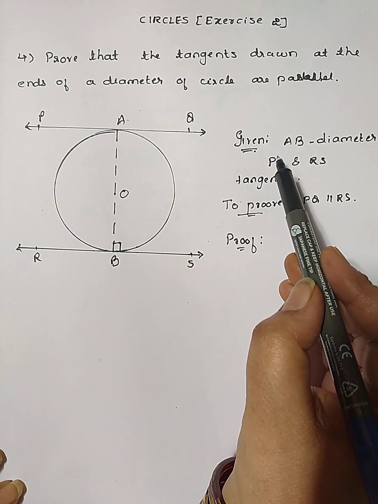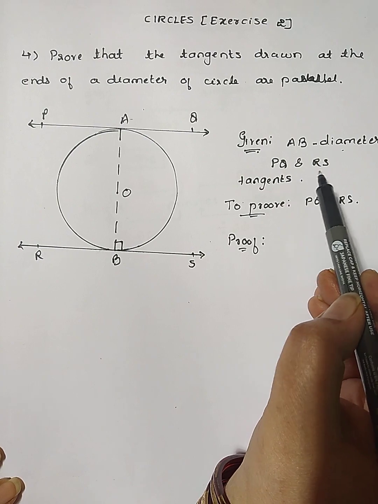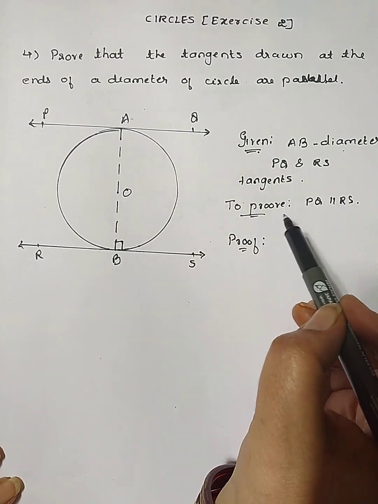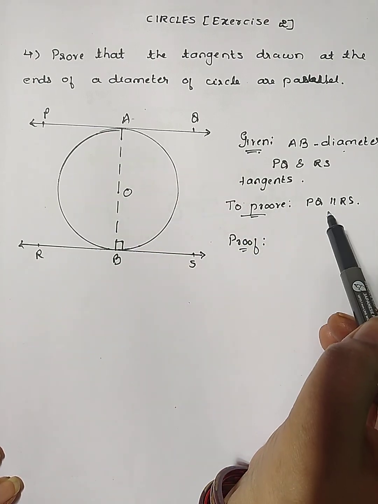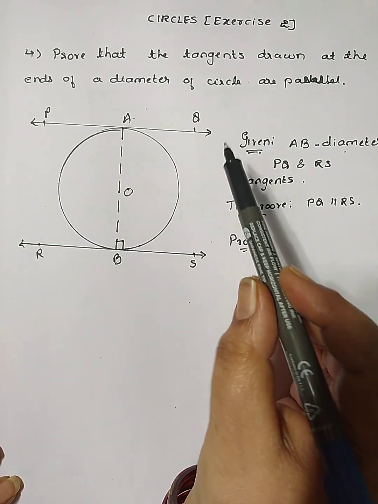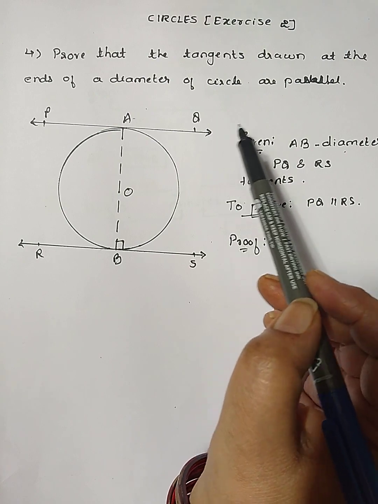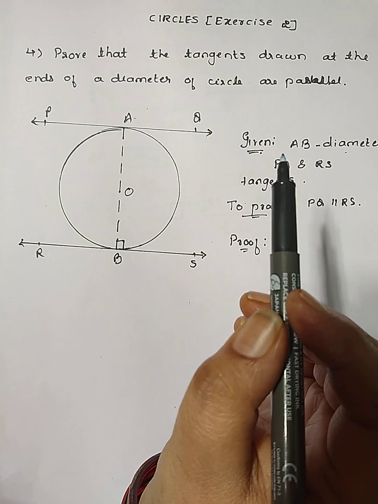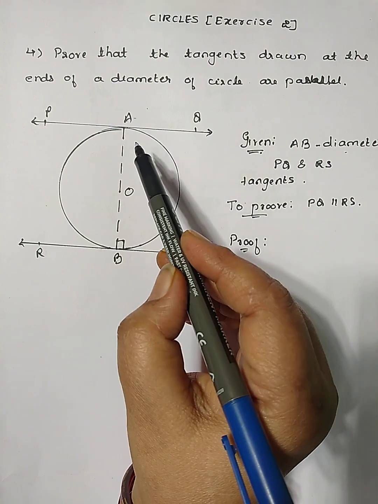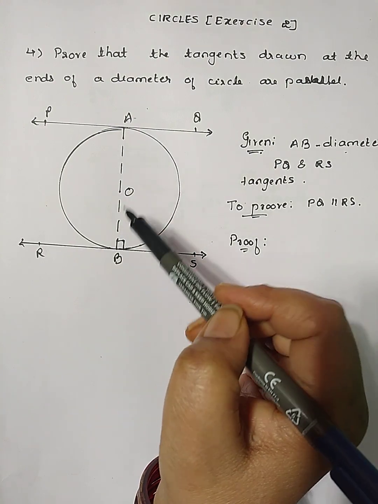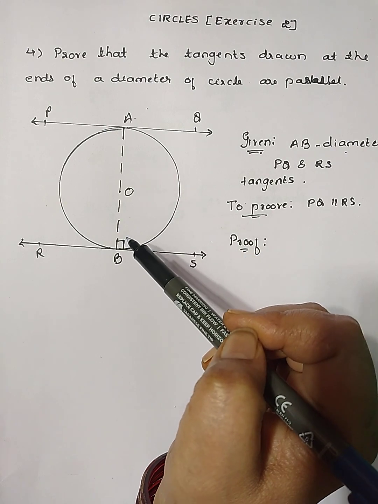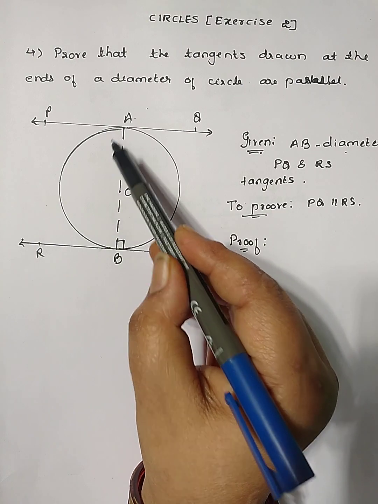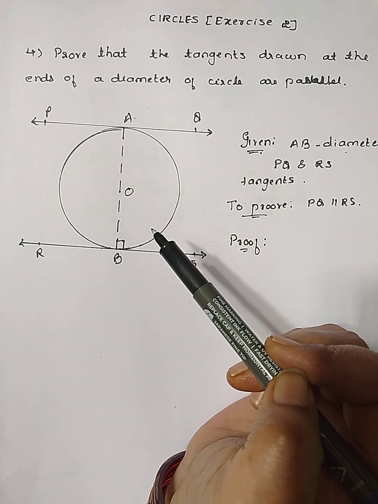So given, we will write: AB is a diameter, PQ and RS are tangents with points of contact A and B. To prove: PQ parallel to RS. So how shall we prove that? When we are asked to prove two lines parallel, we may prove that by showing either corresponding angles are equal, alternate angles are equal, or by the interior angles property, that is, the sum of interior angles is equal to 180 degrees.